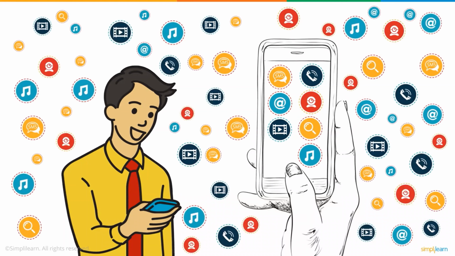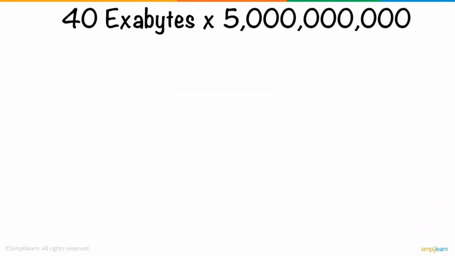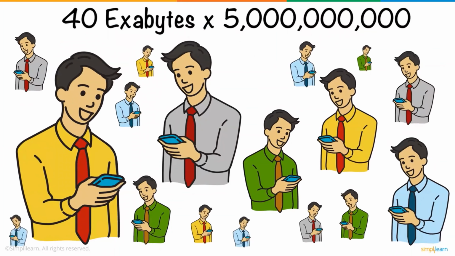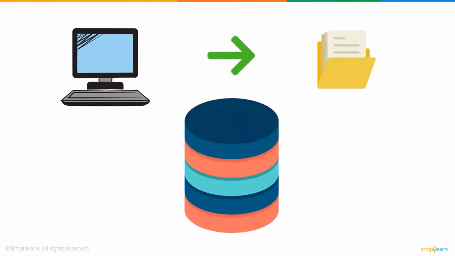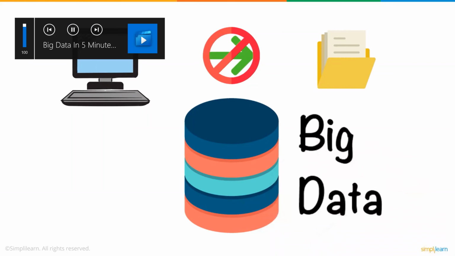Approximately 40 exabytes of data gets generated every month by a single smartphone user. Now, imagine this number multiplied by 5 billion smartphone users. That's a lot for our mind to even process, isn't it? In fact, this amount of data is quite a lot for traditional computing systems to handle. And this massive amount of data is what we term as big data.